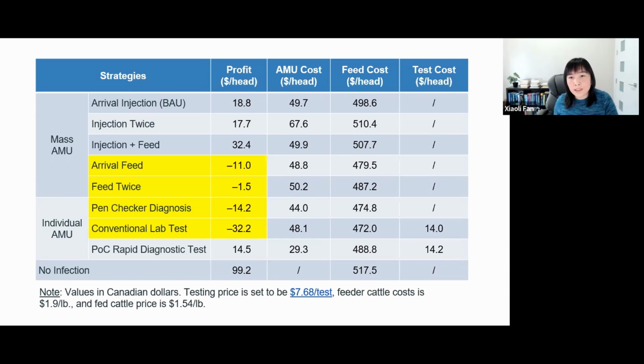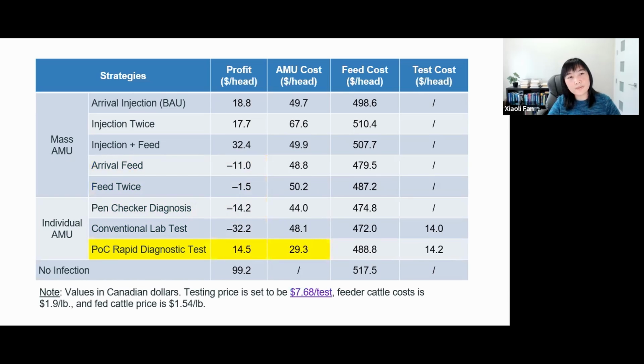And the next 2 are the individual ones. Really, if you only rely on pen checker, then the subclinical animals are going to be ignored. And conventional lab has a long lag, a 5-day lag. By the time the results are available, it's probably already too late. You already have the disease outbreak there. And the point of care rapid diagnostic test here is having a positive profit.